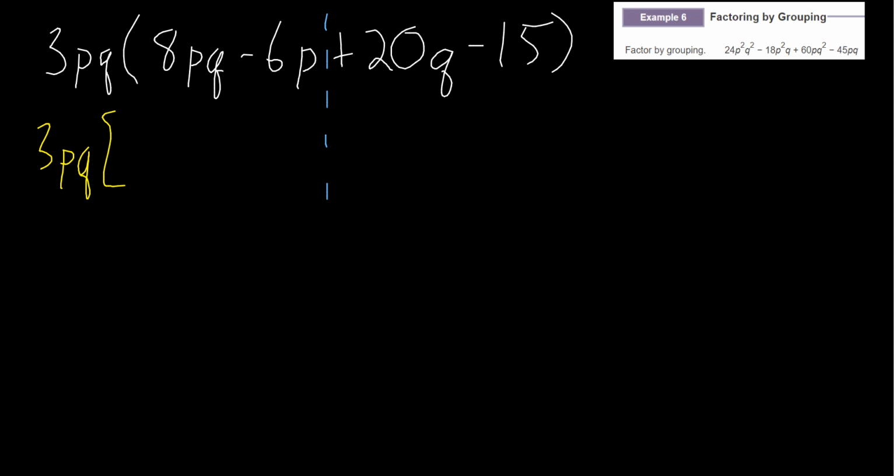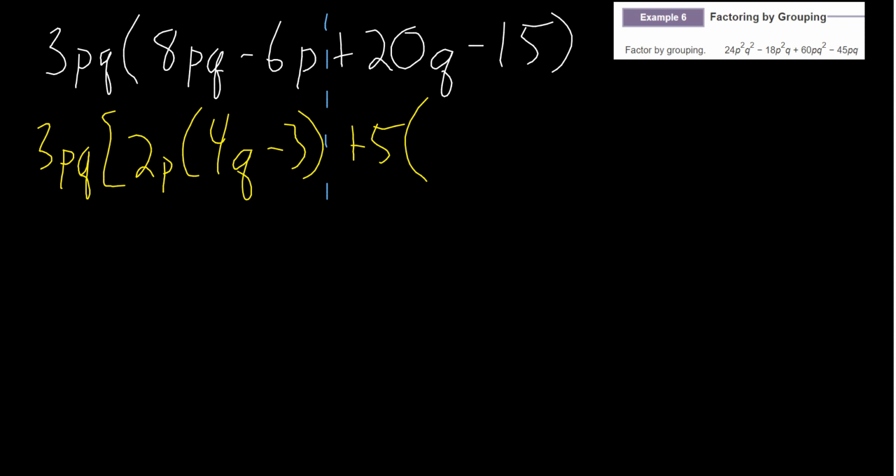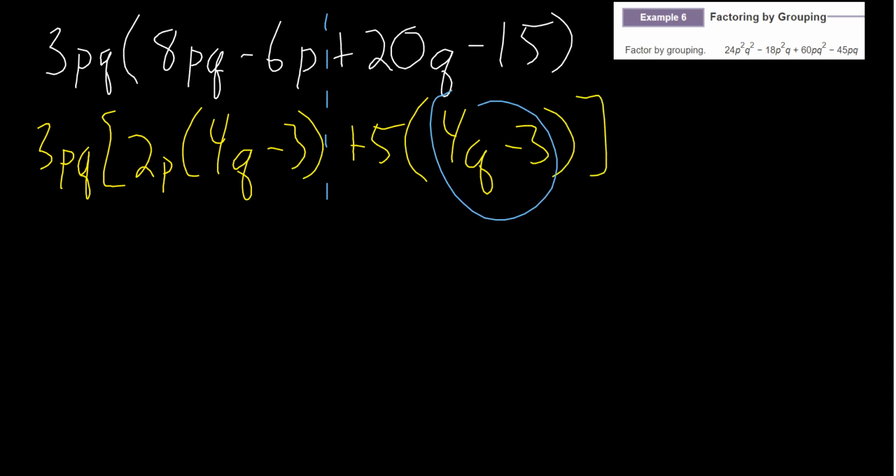Okay, so what can I factor out of this term here? Well, it looks like I can factor out a 2p, and what remains is going to be 4q minus 3. What can I factor out of the right side? It looks like a 5, so I can factor out a positive 5. So what remains? It looks like a 4q minus 3. All right, so these are the same, so we did it correctly.